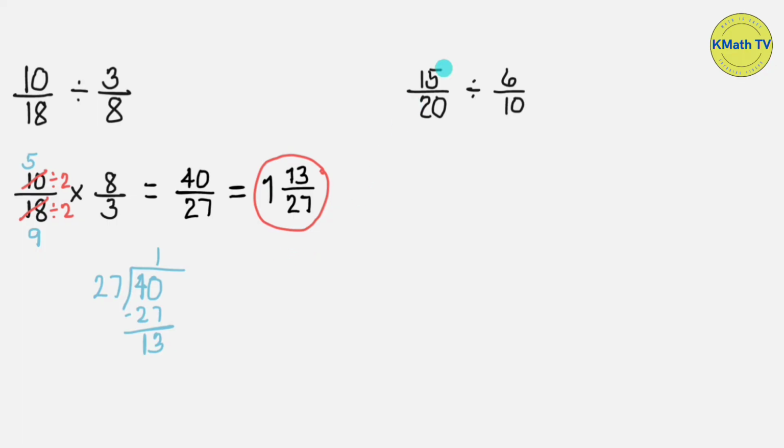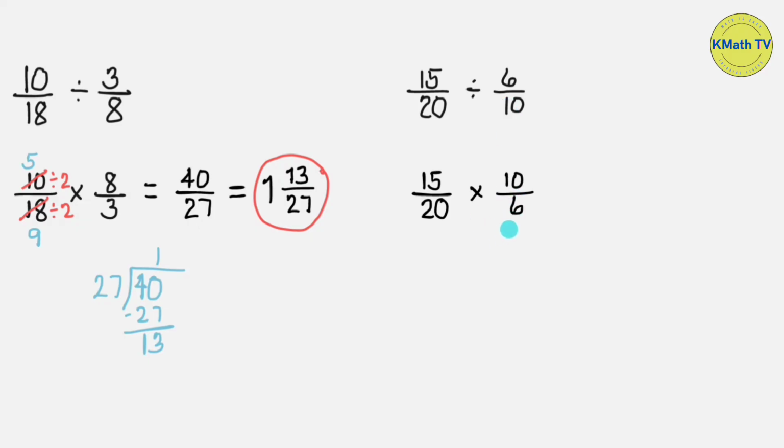Next problem, let's divide 15 over 20 divided by 6 over 10. Okay, first, keep the first fraction, the dividend. So, let's just write the dividend 15 over 20. Next, change the division sign to multiplication sign. Then, flip the divisor, the second fraction. Just change the position of the numerator and the denominator.